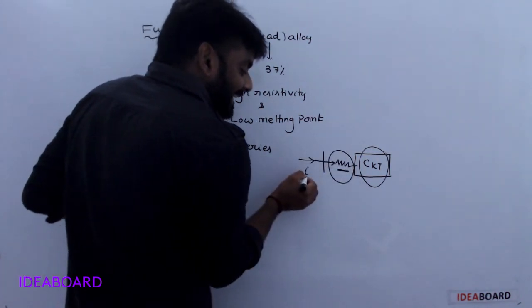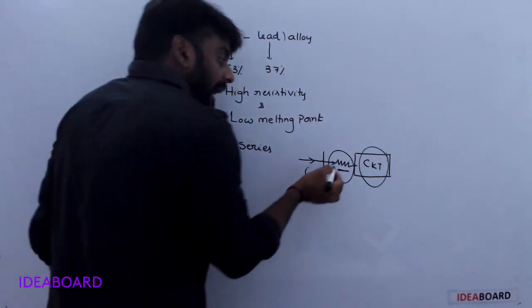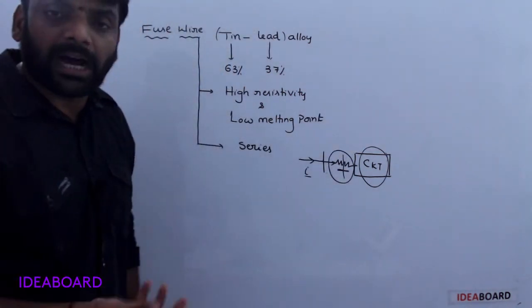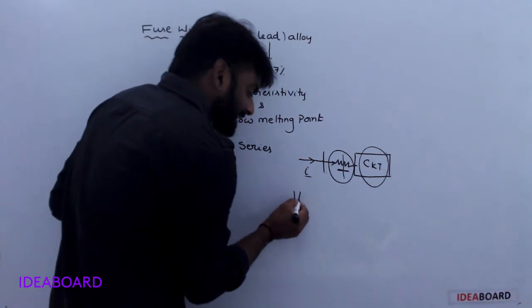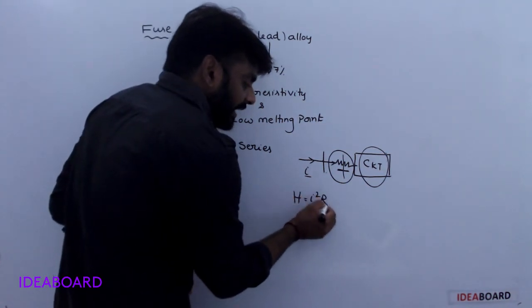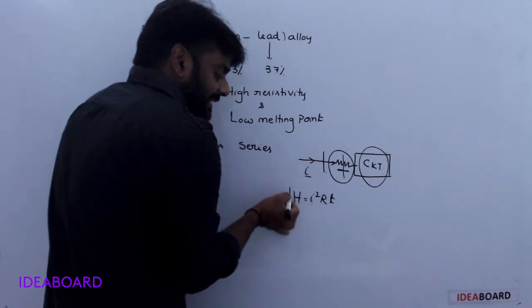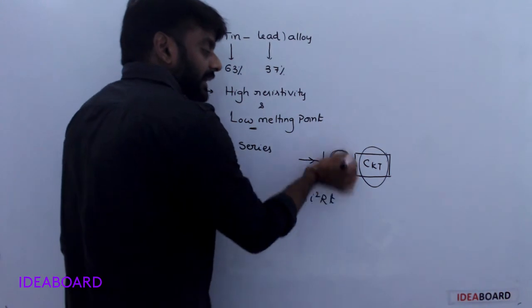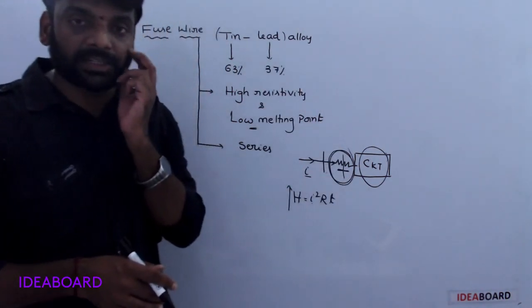If high current is passing through this one, automatically it breaks. Why? Heat is developed, I square R T. If current is high, heat is also increased. It also has low melting point. That's why it breaks. This one is breakage, understood?